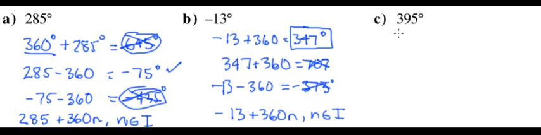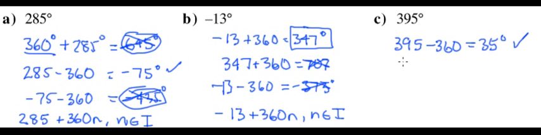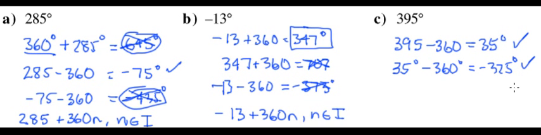Now, 395, this is already too high. It's already over 360 degrees, so adding 360 won't get me anywhere. You'd add 360 and you'd get, what, 755 degrees, which is way over the limit. But if we take 395 and knock 360 degrees off it, we get 35 degrees, which is a perfectly good coterminal angle. We can take 35 degrees and take another 360 off it, and we get minus 325 degrees, which again is in our domain.